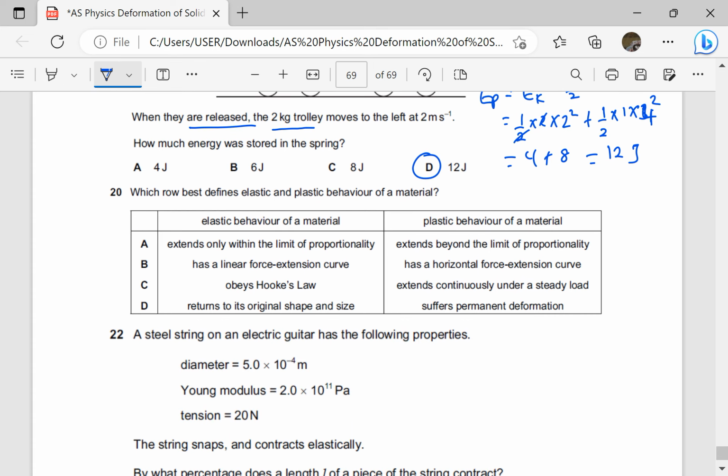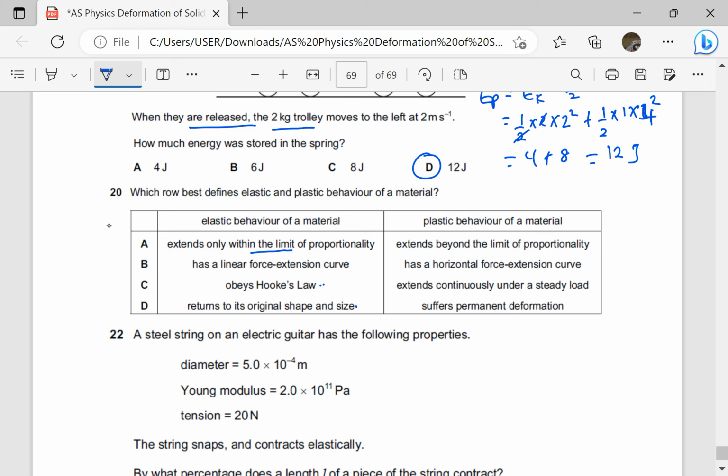Which row best defines elastic and plastic behavior of a material? Elastic, we know that when the load is removed, the material returns to its original length or its original shape or size. So extends only when within the limit of proportionality, not at all. Has a linear force extension curve. Okay, that is true. Obeys Hooke's law, that is true. Returns to original shape and size. That is true.